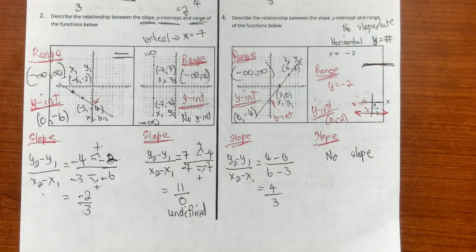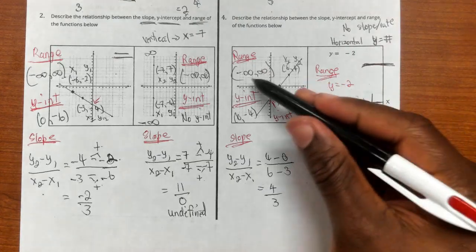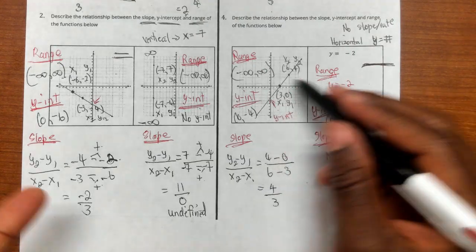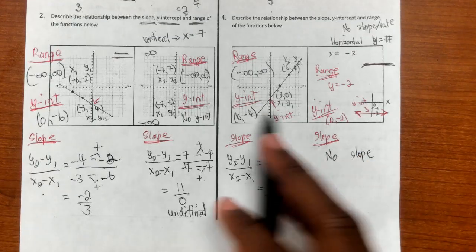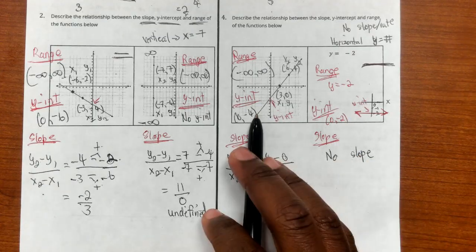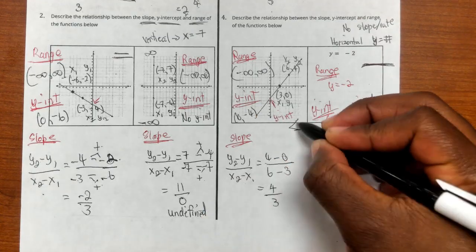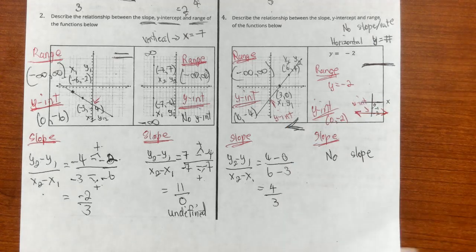Okay, so we're going to compare them. Here we can't really compare them. Here, this has a bigger y-intercept because negative 2 is bigger than negative 4. And then here we can't compare them. Okay, so again, guys, just like that.